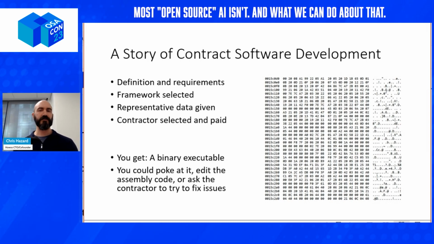You select a contractor and you pay that contractor to build your software. Software gets built, you get shipped a binary blob, an executable that you can't poke at. You can try to reverse engineer it or disassemble it, but maybe you're not allowed to do that. You try to fix bugs, you've got security vulnerabilities. This is closed source software development. We all know that. That is, by definition.